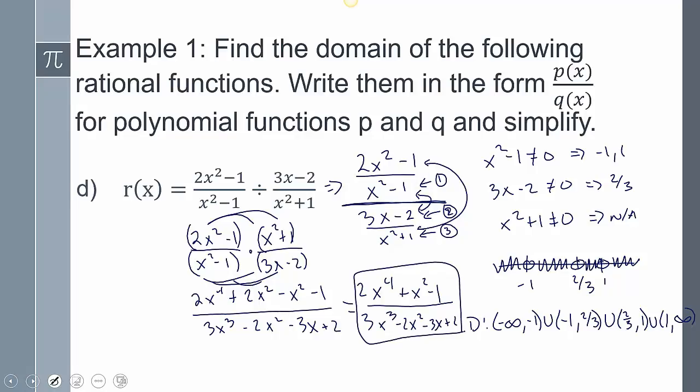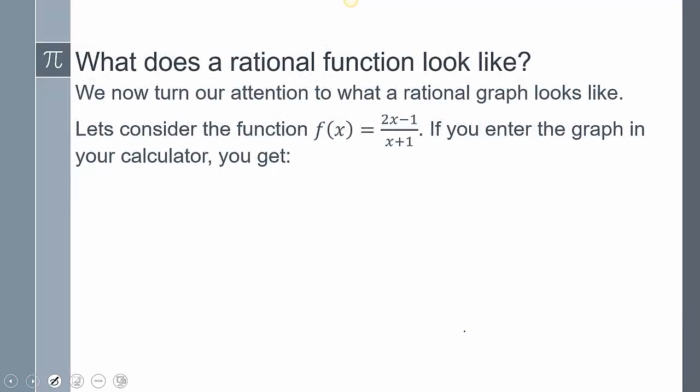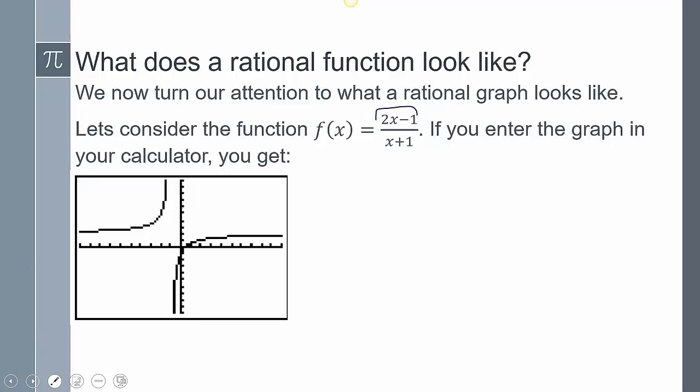And that right there is going to be how we turn it into p of x over q of x. So now let's take this a step further, because we now understand what the domain is. Now we have to pivot and see, well, what does it look like? What if I take this function, 2x minus 1 over x plus 1, and graph it? If I enter it in your graphing calculator, you're going to get something like this.